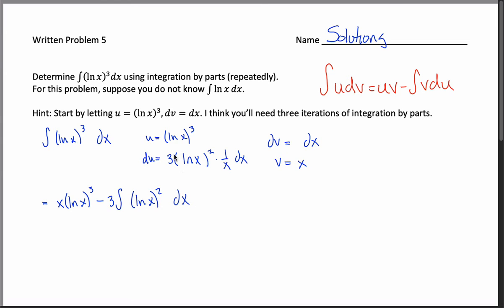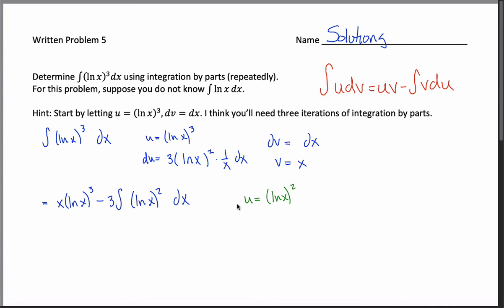Make sure you can follow all those different pieces. This 3 went here, this 1 over x and this x canceled each other out, and that brought me down here. And maybe now you can kind of see how this is going to work, right? What's left here, the natural log of x squared, is pretty similar to the original problem that was asked. The original problem that was asked was the natural log of x cubed. It kind of looks like by doing one iteration of this integration by parts, I was able to reduce the exponent by 1, which is awesome because it's getting me closer and closer to the right answer. Maybe I could just do this again, except this time I'm going to let u equal natural log of x squared.